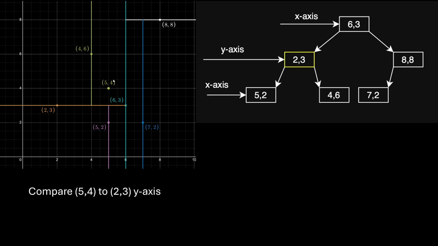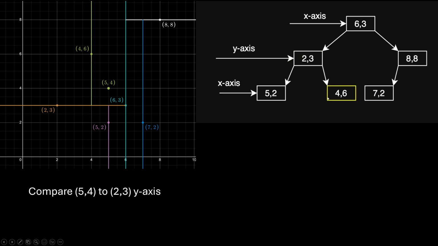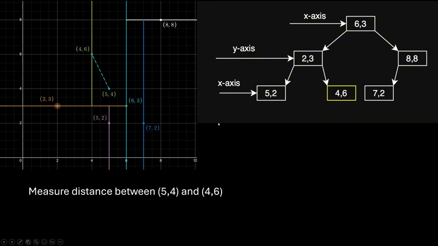So we compare our current position, which is 5, 4, to the 2, 3 node with the y-axis. So we take 4 and compare with 3. 4 is greater, so we go right, and we are at 4, 6. We have the leaf node. So we have 4, 6.